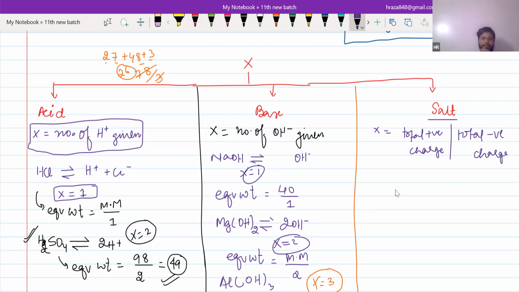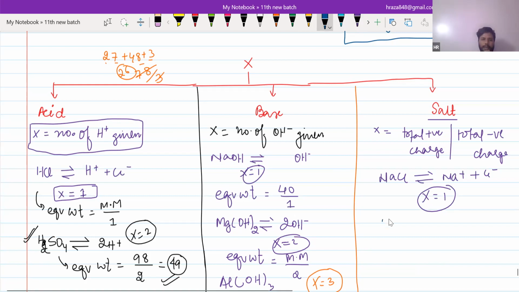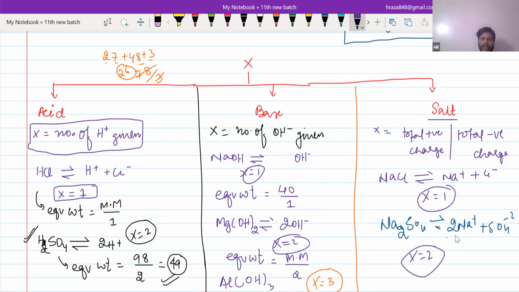Is that clear? Now see, NaCl. If you dissociate it, it will be converted into Na plus and Cl minus. So what is the value of X? X will be equal to 1. And if you have Na2SO4, it is a salt, so if you dissociate it, it will be 2 Na plus, you have to balance first, and SO4 minus 2. So X here will be 2. Why? Na plus is plus 1, but 2 multiplied by plus 1 is 2. Either you can take plus 2 or minus 2, but we deal only with magnitude, not with charge.